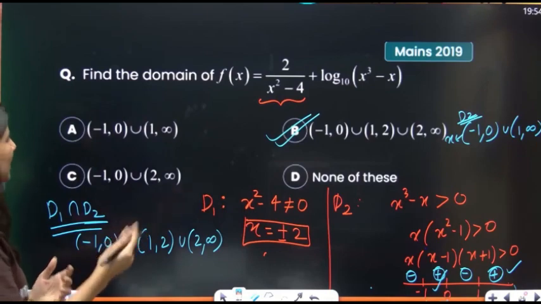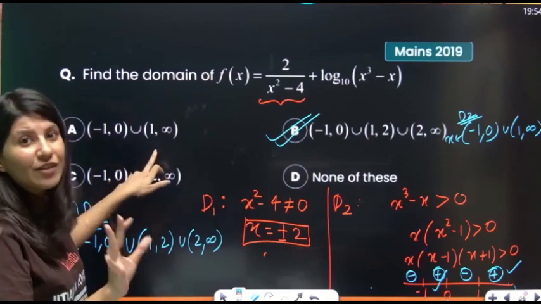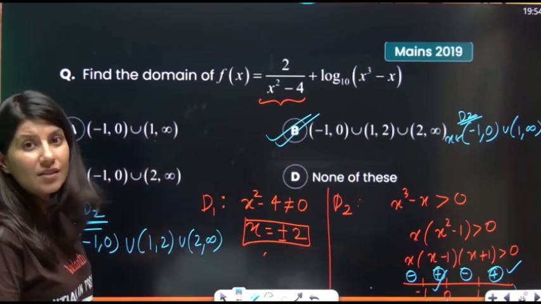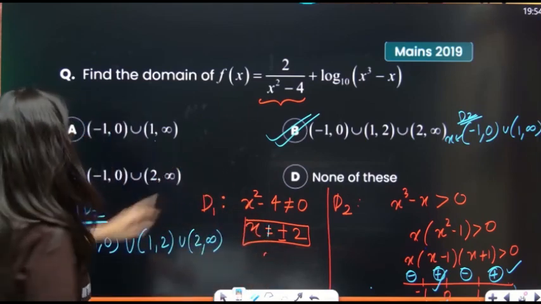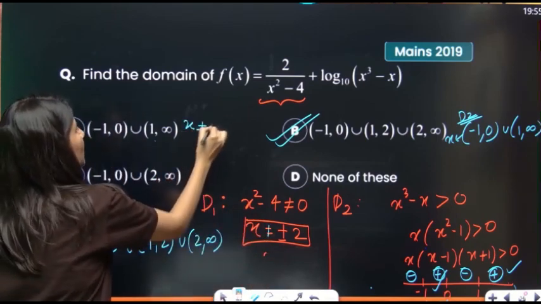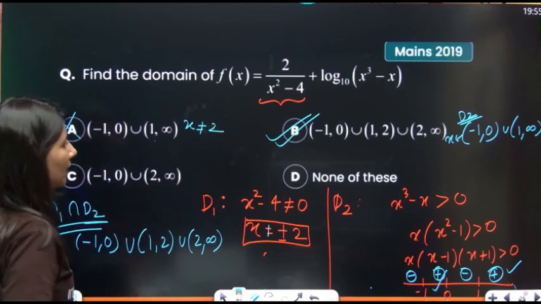Now students are asking, see, option A is definitely not correct because 2 is included. 2 shouldn't be there. X should not be equal to 2. That's why option A is wrong.